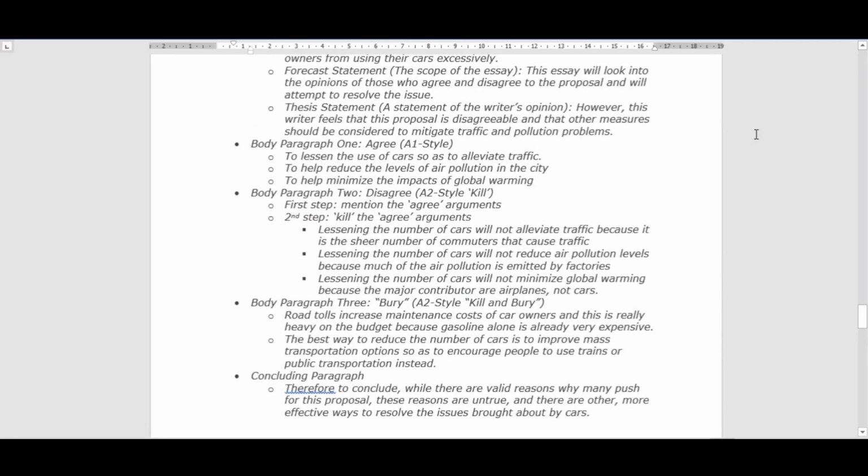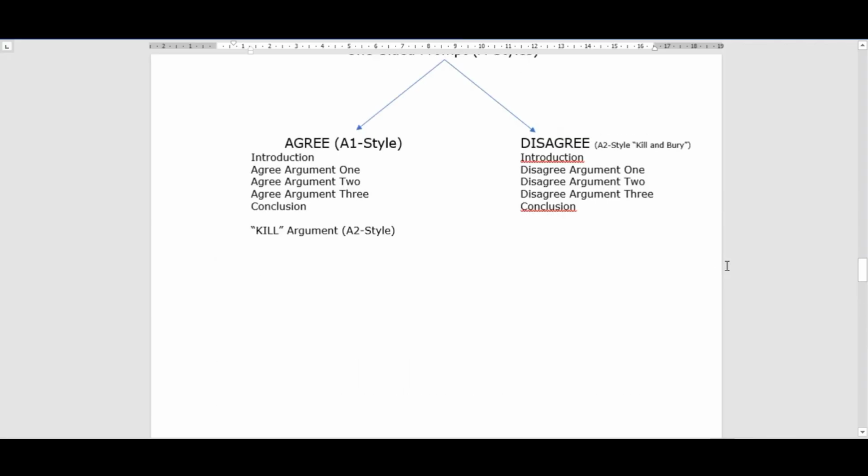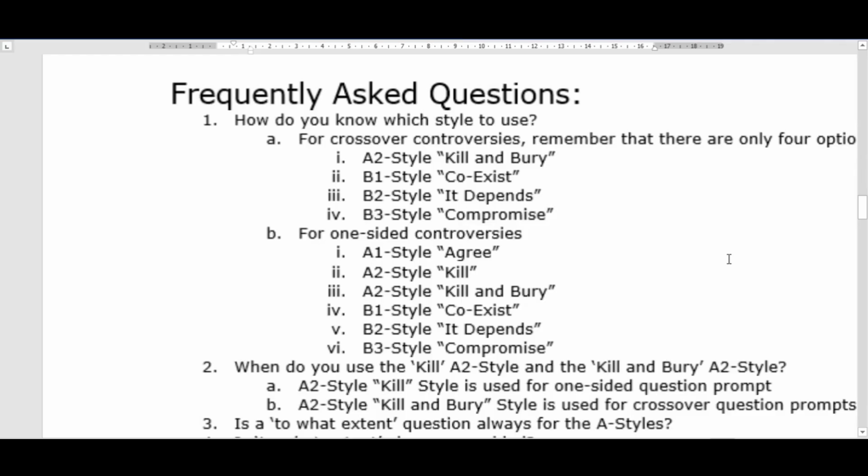You can also use the A1 style if you want to. You can also use the A2 style. I mean, these are 4 possible options for you to resolve the issue. And the 4th option is to use the A2 style or the kill and birdie style, the A2 kill and birdie style. Okay, so that answers that very important question which asks over here, how do you know which style to use?